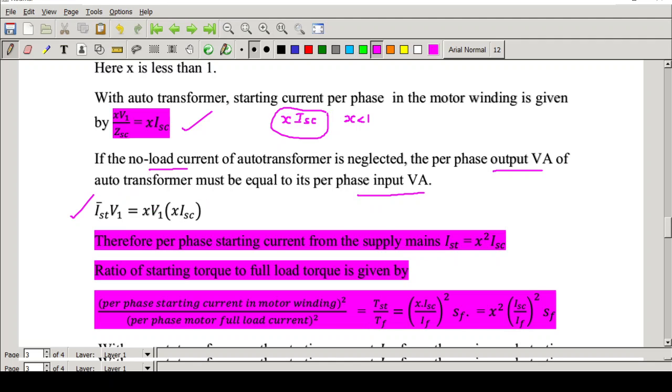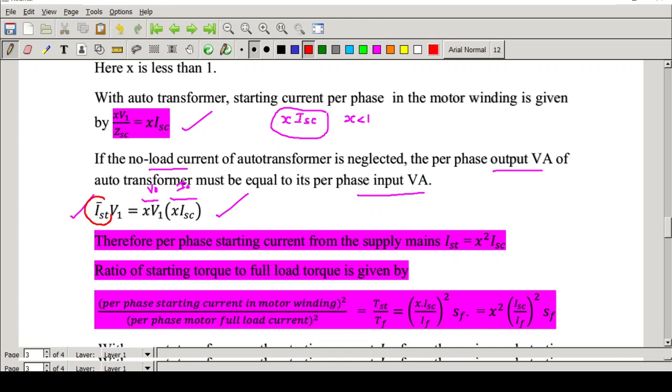What about the output? Output voltage is XV1 and this is the output current. So this is the output voltage, I can write it as VO. This is the output current and this is what is applied to the stator winding. So I am equating this equation. Then from this we will get the expression for IST. So what will be the starting current IST from this?